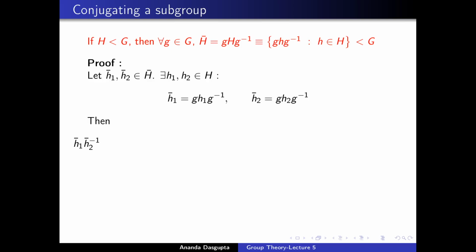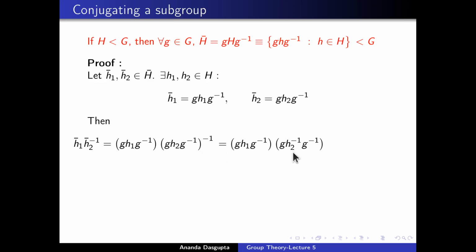Now since h1 bar is G h1 G inverse and h2 bar is G h2 G inverse, this is exactly what we are talking about. But now we use the fact that G h2 G inverse is inverse, using the standard rule that (AB) inverse is B inverse A inverse, turns out to be G h2 inverse G inverse. So that's what we have.